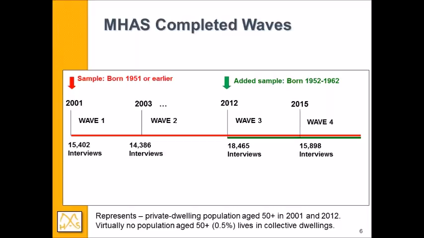This population, this sample is representative of the private dwelling population, that it's age 50 in 2001 and in 2012, as I said. And it's representative of most of the population age 50 and over, since virtually no people live in collective dwellings in Mexico.